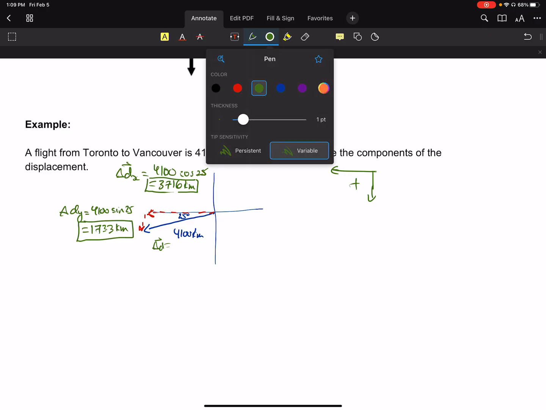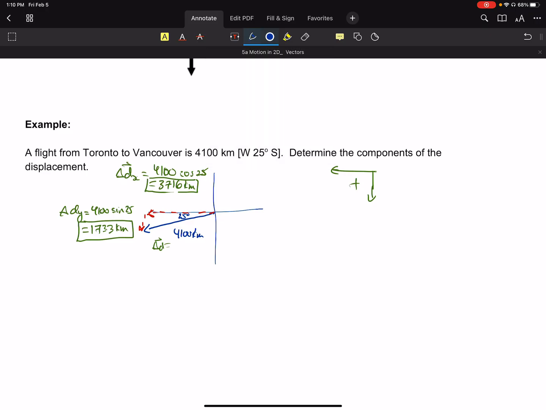Just to show you a different scenario that can arise: every vector has two possible directions. If you looked at that, that's 25 degrees. You see this 90-degree angle here? That would make this 65 degrees. So we could have written this as 4,100 kilometers.